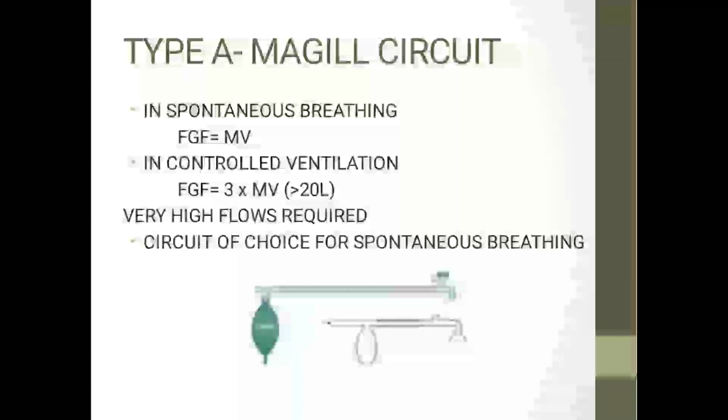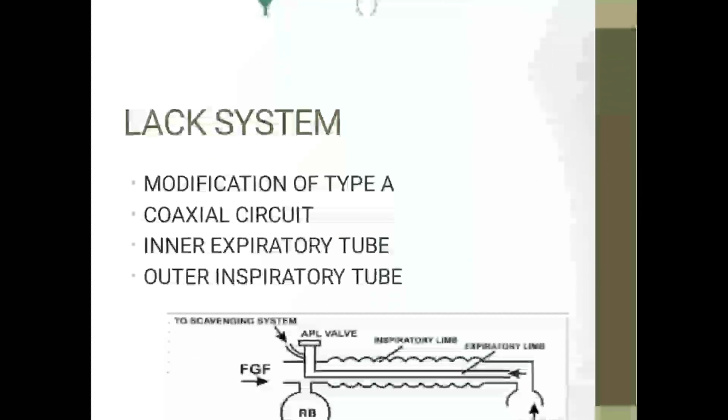The next one is type A, called the McGill circuit. Here in spontaneous breathing, the recommendation says that fresh gas flow should be equal to the minute ventilation, and in controlled ventilation it should be equal to 3 times the minute ventilation, which is greater than 20 liters. So we require high flows. This McGill circuit is the circuit of choice for spontaneous breathing.